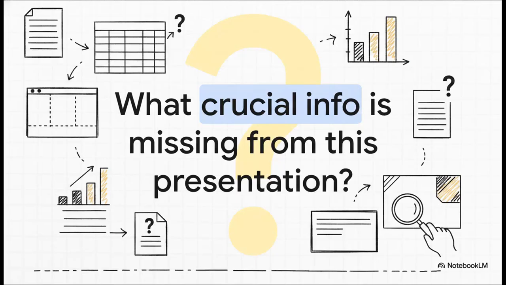But I want you to look a little deeper. When you scan those rows and columns, ask yourself, does this really paint the complete picture required by the standards? What absolutely crucial information is visibly missing from this presentation?